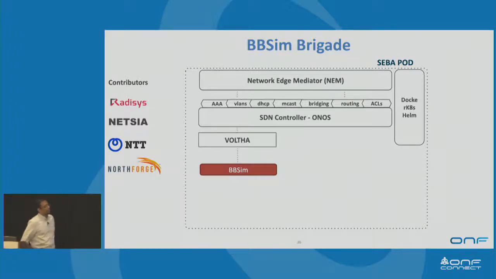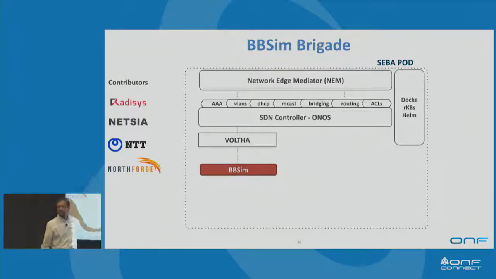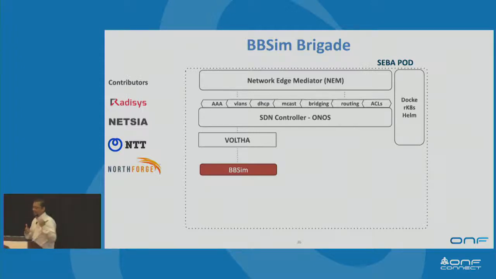Lastly, I do want to talk about another brigade. This is this important piece of software called BBSim. And the idea behind BBSim is that, look, we have this software stack that we have talked about in a SEBA pod, right? But how do we know that software stack scales? Because as you know, this SEBA pod, at least by design, is supposed to support on a per OLT basis, about 1,000 subscribers per OLT. And at least by design, it was supposed to have 16 such OLTs. So how do we know that a single SEBA pod scales to 16,000 subscribers?